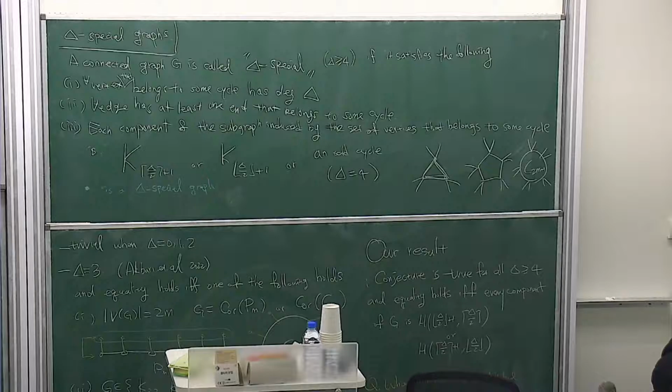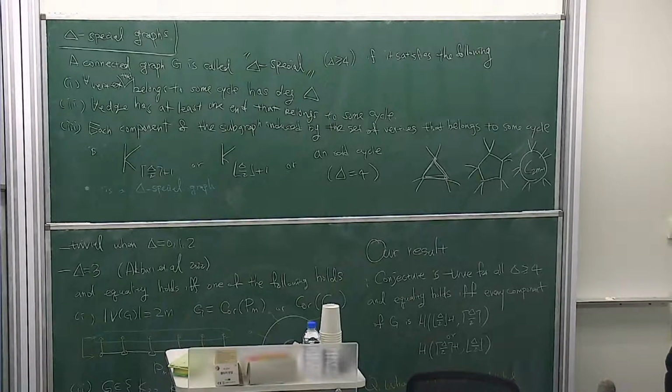Now what we want to do is prove a bound for all graphs that are not delta-special. So assume that G is connected, the maximum degree is bounded by delta, and G is not delta-special, and delta is 4. Then i(G) is bounded by this bound.